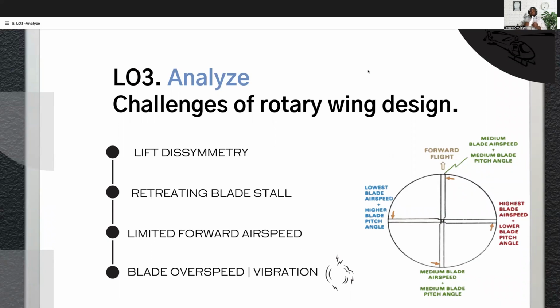I like to think about this as the minute hand of a clock. So imagine that a helicopter had only one blade. This is very uncommon, but imagine that it had only one blade. That blade would go through a half where it's the advancing half of the rotor disc, and the other would be the retreating half, depending on the helicopter's direction of motion.